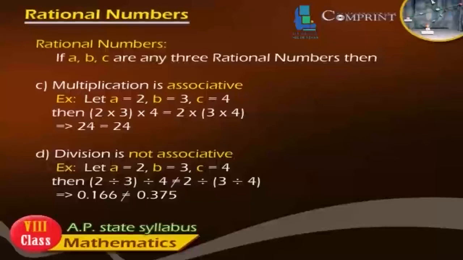Division is not associative. Example, let a equal to 2, b equal to 3 and c equal to 4. Then (2 ÷ 3) ÷ 4 is not equal to 2 ÷ (3 ÷ 4), which implies 0.166 is not equal to 0.375.